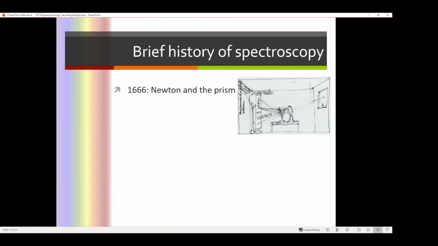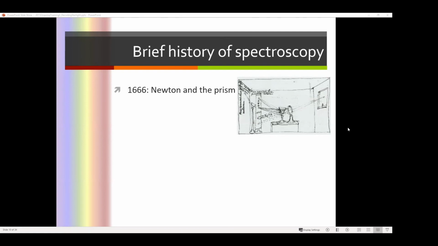All right, so a brief history of astronomy, or rather of spectroscopy. So it's credited with starting with Newton and the prism. This is Newton's drawing of what he did. He took the sunlight, passed it through a prism, spread out the light into its spectrum, and he studied what the colors looked like, what that spectrum looked like. So that was in the 1600s.